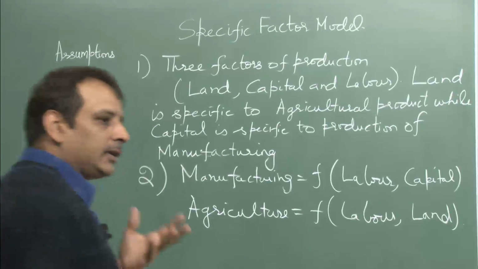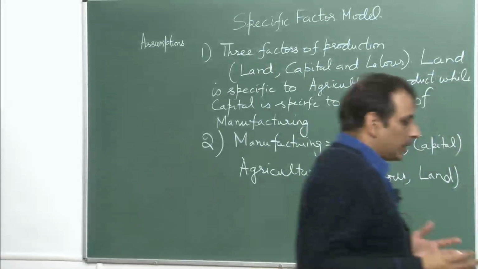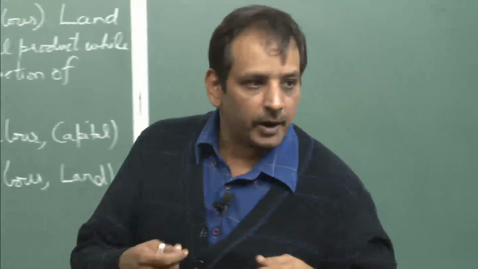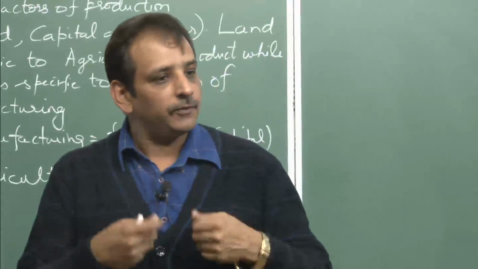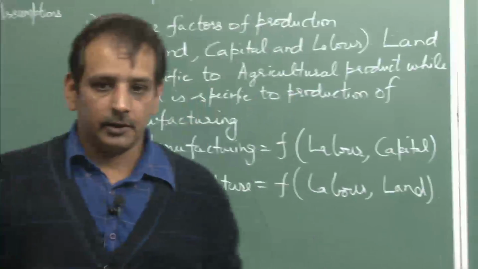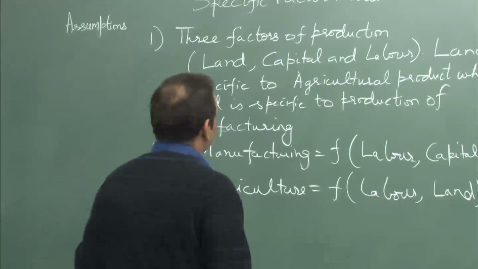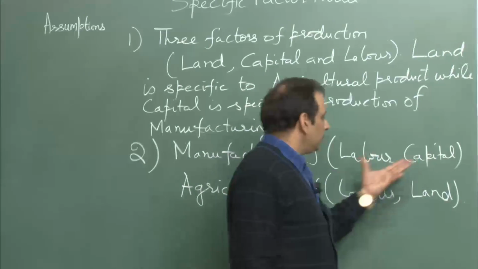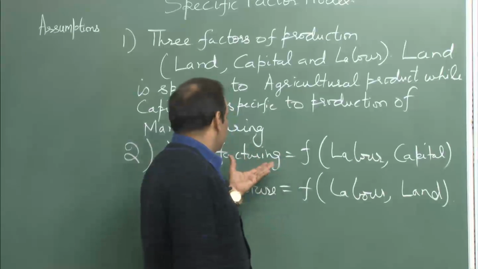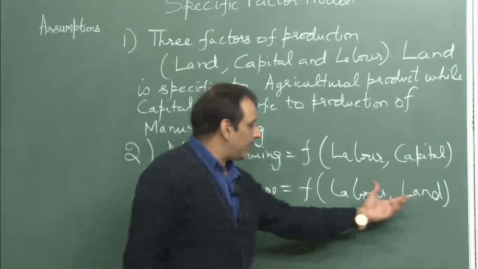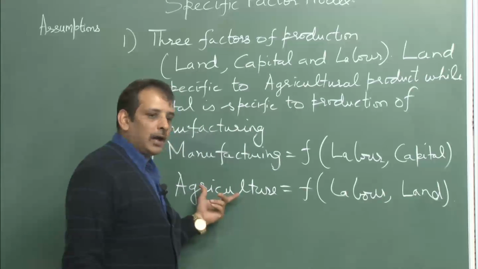Now how can you understand this? You can understand this in a way where you are analyzing only short run phenomena. Remember, in the short run, if you read microeconomics, some factors are fixed, right. So here in the short run you have capital which cannot move, which is specific to manufacturing, and land which is specific to the agricultural sector.